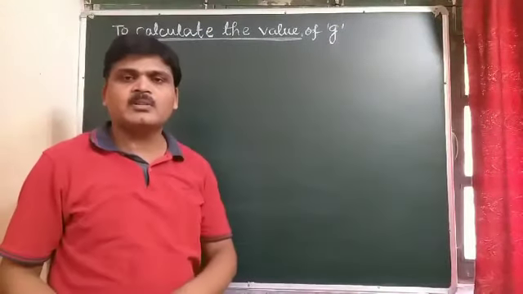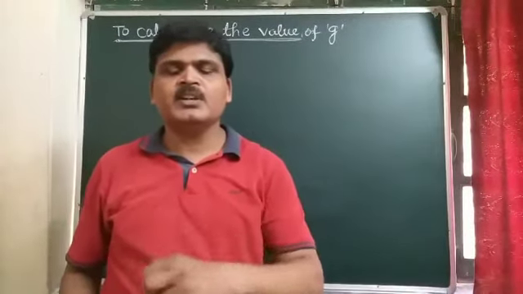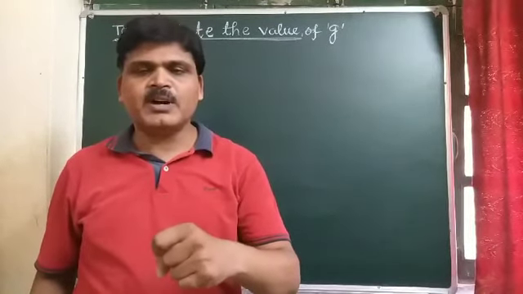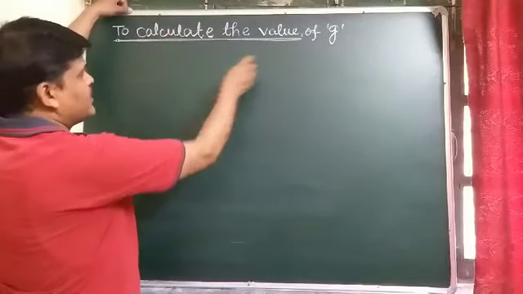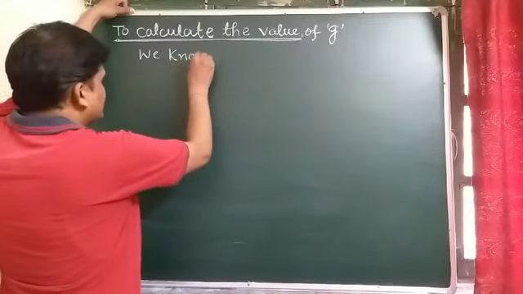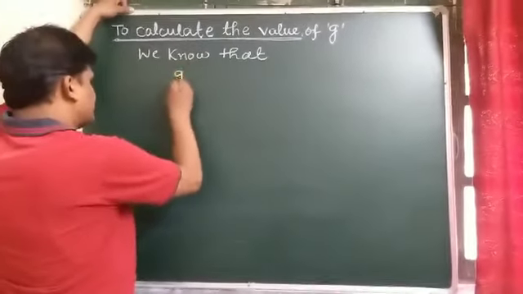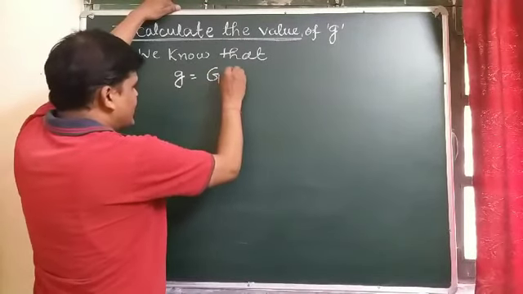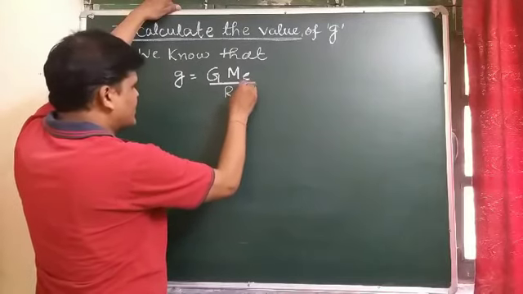And students, I have already derived the formula relating small g and capital G, which is small g equal to G M_e by R_e square. So to calculate the value of g, we know that formula. Small g means acceleration due to gravity, capital G is the gravitational constant, M_e means the mass of Earth, divided by R_e square.